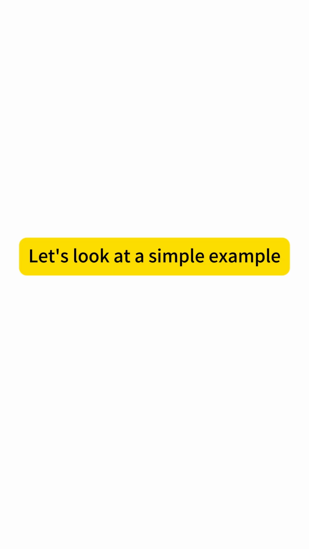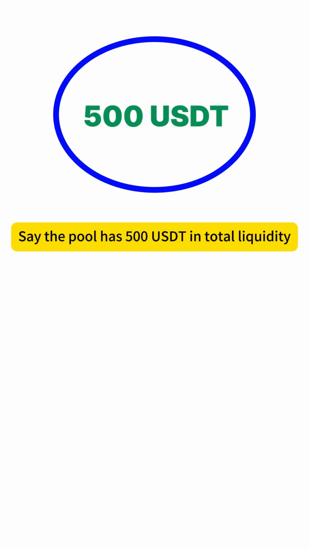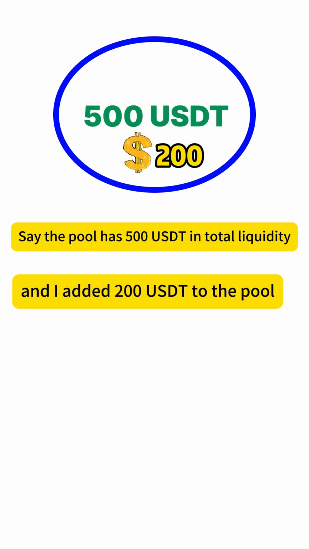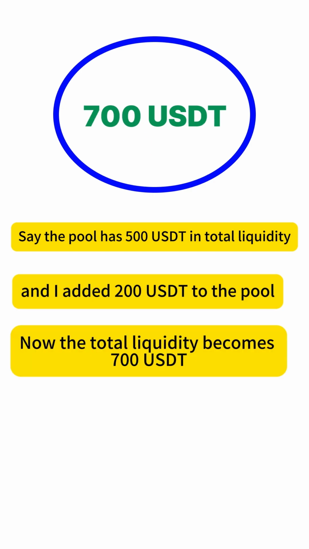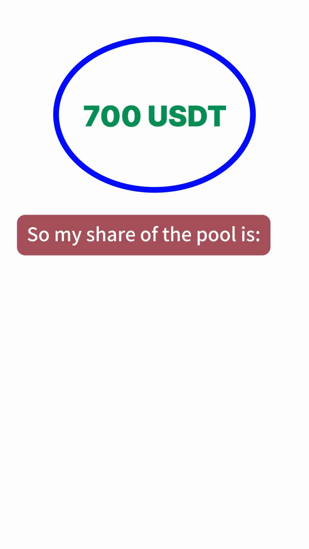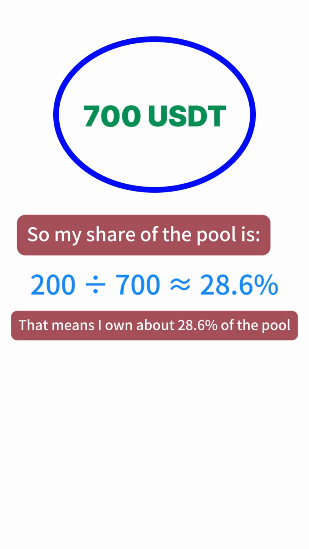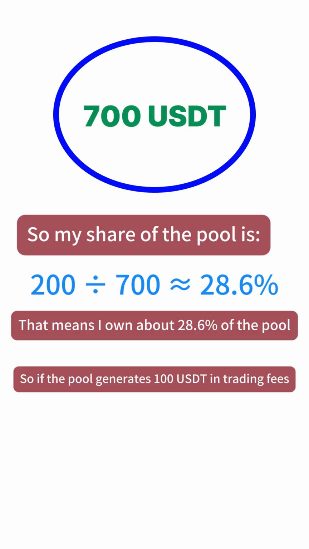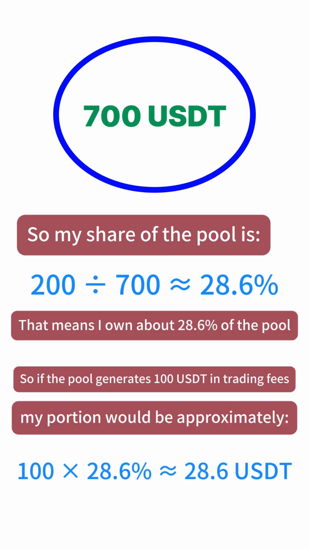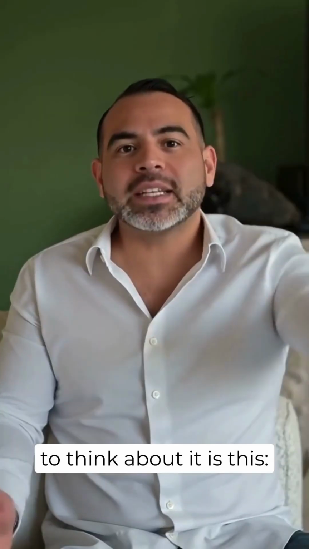Let's look at a simple example. Say the pool originally has 500 USDT in total liquidity, and I add 200 USDT to the pool. Now the total liquidity becomes 700 USDT. So my share of the pool is 200 divided by 700, approximately 28.6%. That means I own about 28.6% of the pool. So if the pool generates 100 USDT in trading fees, my portion would be approximately 100 times 28.6%, approximately 28.6 USDT.